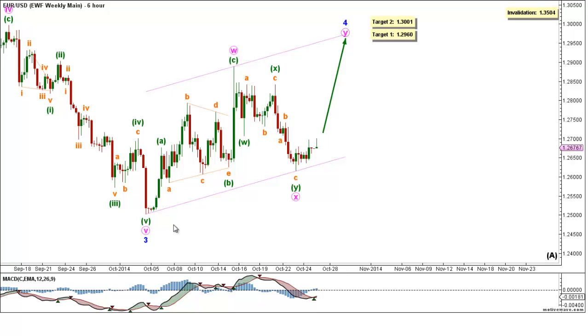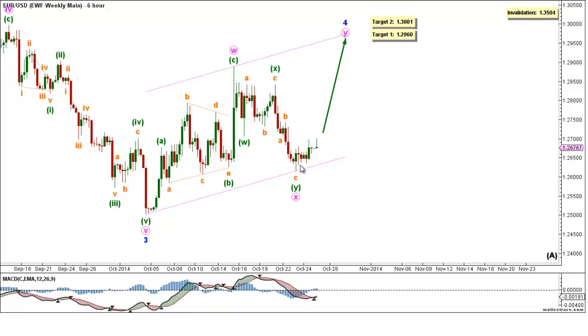Minor wave 4 is probably unfolding as a double combination labeled minute waves W, X, and Y, where minute wave W formed a zigzag labeled minute waves A, B, and C, where minute wave B formed a running triangle labeled subminute waves A through E, and minute wave C reached 161.8% the length of minute wave A.